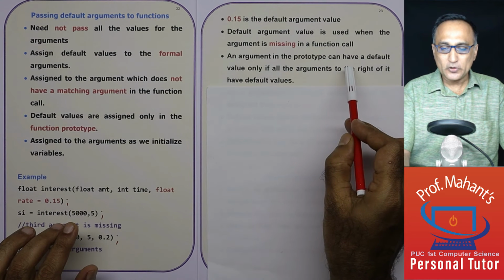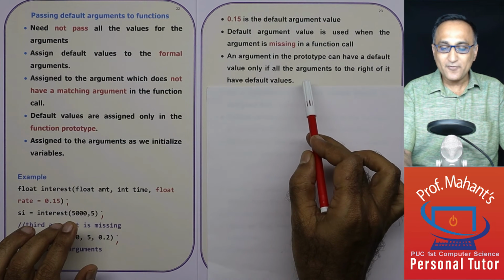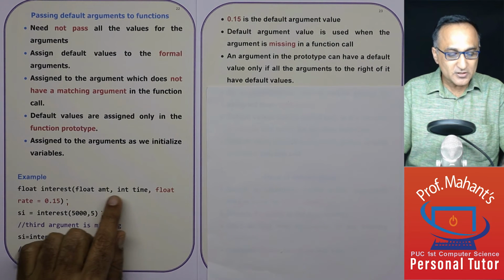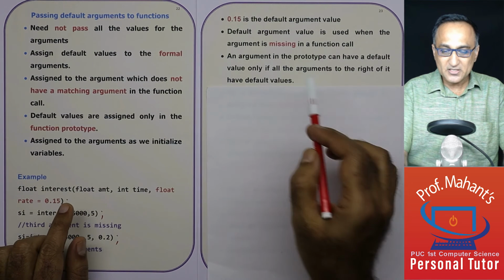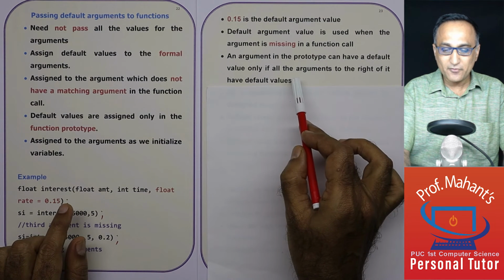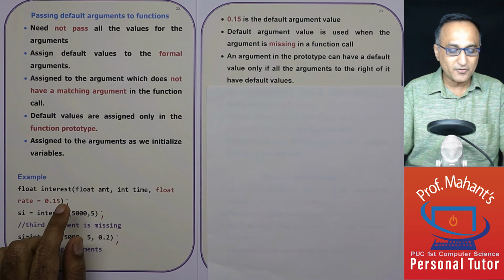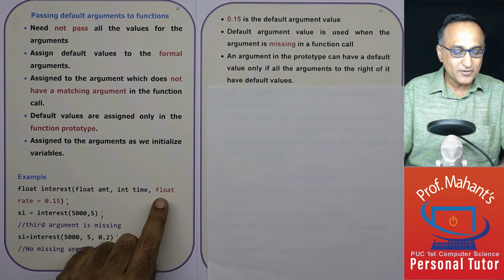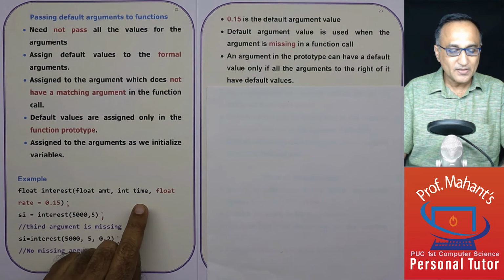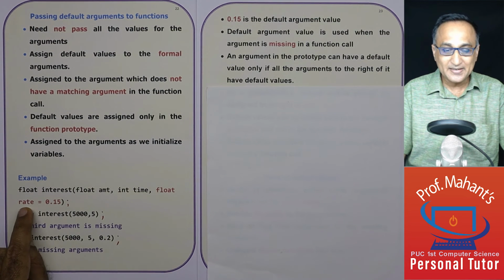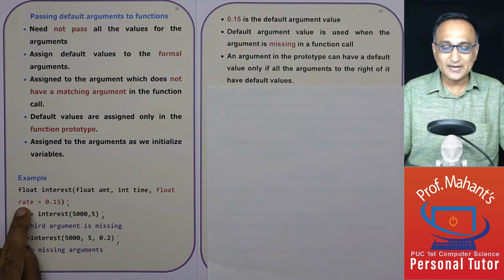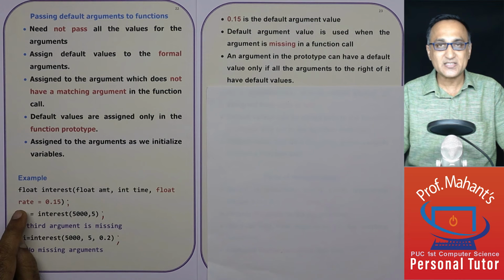an argument in the prototype can have a default value only if all arguments to the right of it have default values. So what is it trying to say? An argument in the prototype can have a default value if all arguments to the right of it have default values. Since this is the last one, there's nothing to the right, so this is the only one which has the default value. If I want to give default value for time also, only if I give default value for rate, then I can give default value for time. I just cannot give for time and ignore for rate.